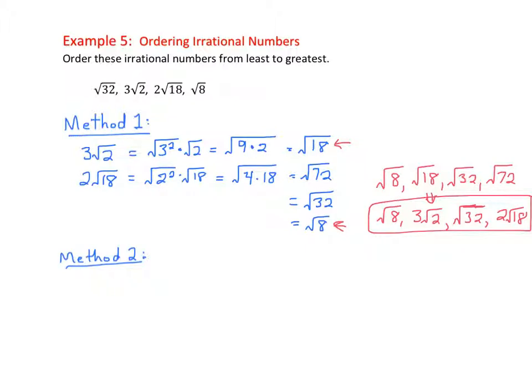If we do that using method 2, we need to convert all of our radicals to decimal numbers. So if you type in your calculator the square root of 32, you get 5.656... because it keeps going. And then we have 3 times the square root of 2. So you type in 3 times the square root of 2 and you get 4.242.